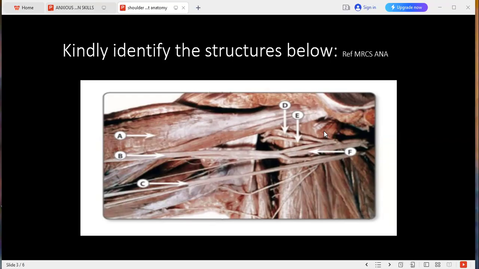If you look at the image over here, can you please help me identify all these structures from A to F? Okay, ma'am. A seems like biceps brachii. B is median nerve. C is ulnar nerve. D is musculocutaneous nerve. E is axillary nerve. And F, posterior cord.